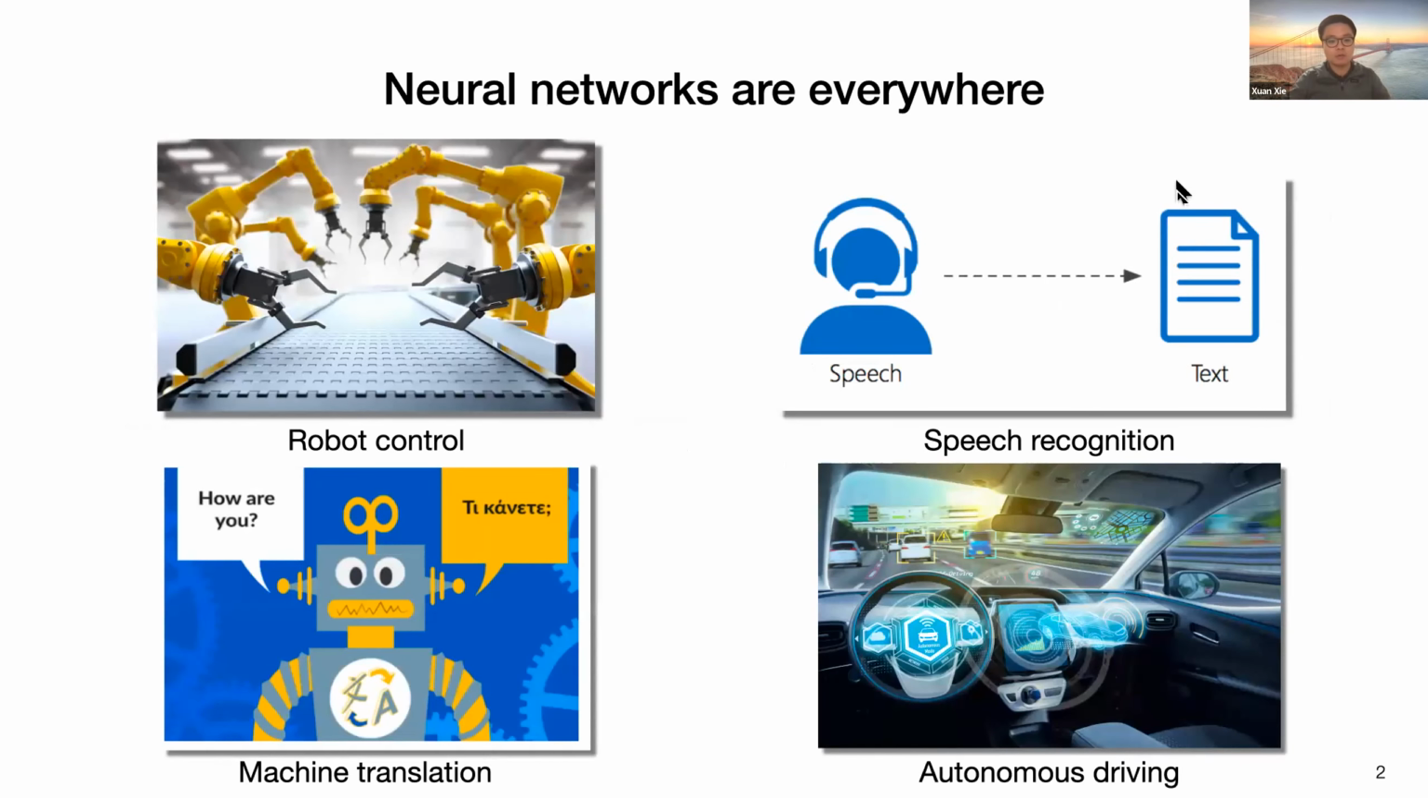Neural network is everywhere. We have seen a lot of impressive application of neural network, from stuff like robot control, speech recognition, machine translation, and autonomous driving. Neural network plays an important role in them. So neural network seems to be taking over part of our daily life. However, neural networks are error-prone.